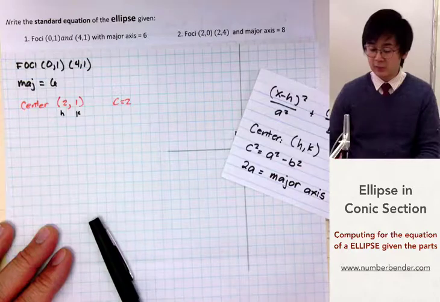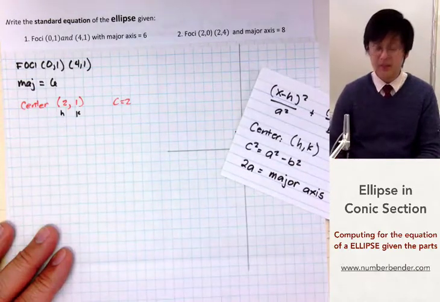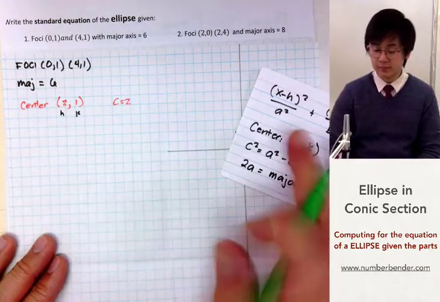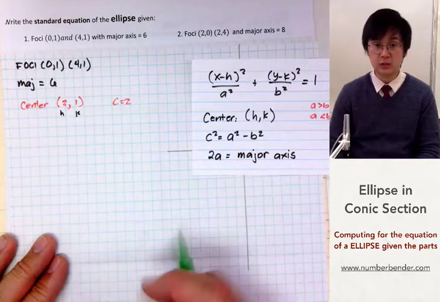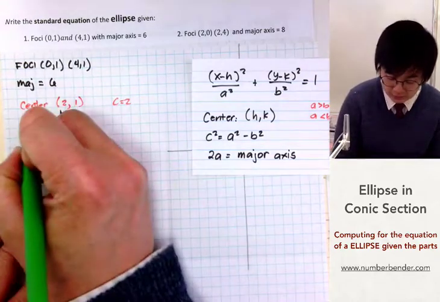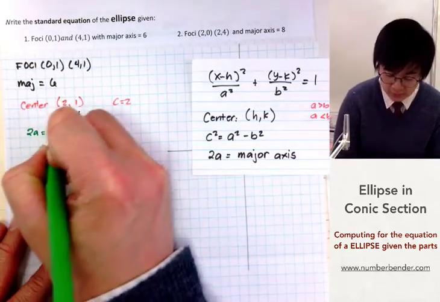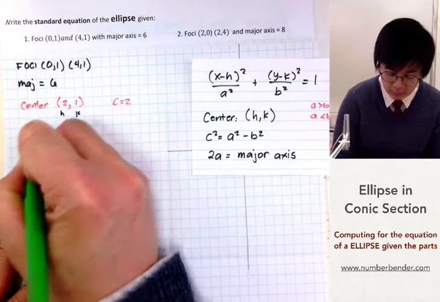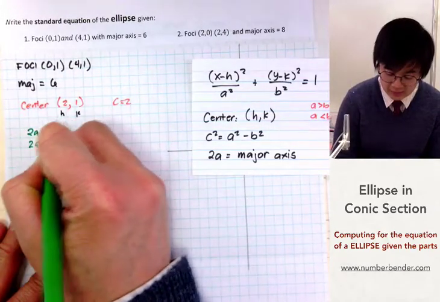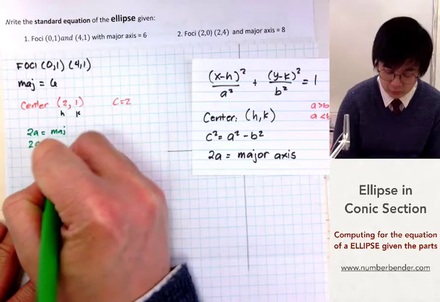And then the next thing that we can find will be the variable a using the formula 2a is equal to the major axis. So we have 2a equals the major axis, and we know that the given major axis is 6, so a is equal to 3.